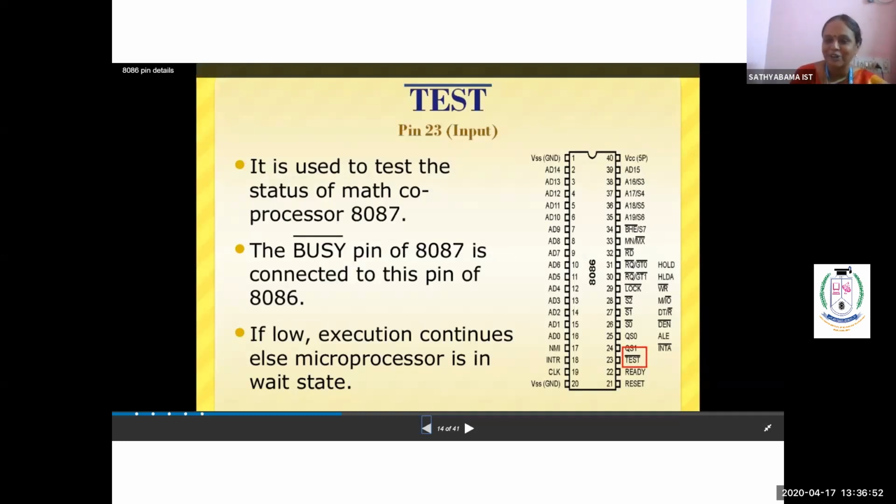TEST bar is also new in the 8086. What is TEST bar? I told you that while working in a multiprocessor unit, this processor communicates with the co-processor. What is a co-processor? Instead of always having a single processor, we can add some more processors. For example, the co-processor 8087 exclusively does all the mathematical operations. When you take the 8085, we have limited operations only.